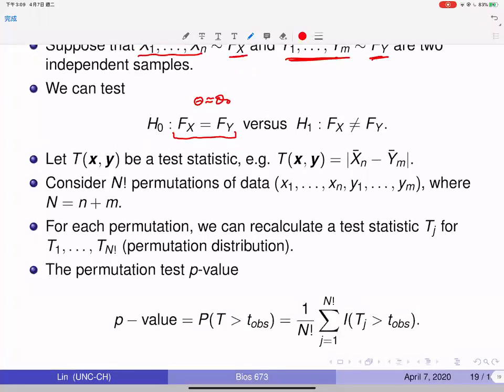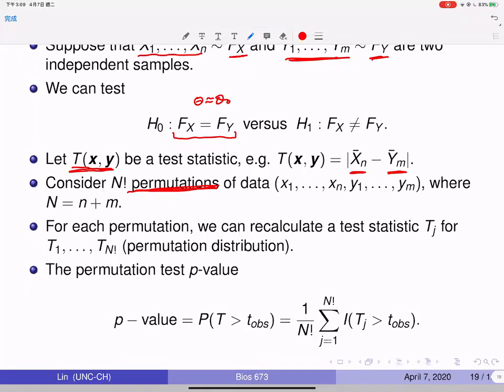Okay, so this statistic is actually straightforward. For example, right here, if I have a test statistic, it is X bar minus Y bar. Okay, it is a statistic. How do I derive a p-value without knowing what X1 to Xn follows? Okay, you add the so-called permutation.